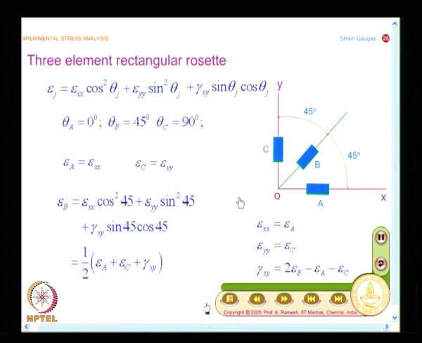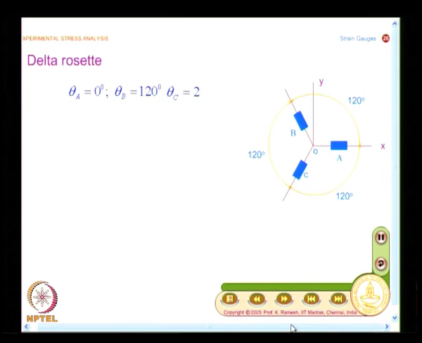Another popular rosette is a delta rosette, and in this you have strain gauges aligned at 120 degrees each, and what you have here is theta a is 0 degrees, theta b is 120 degrees, theta c is 240 degrees. I am not going to work this out. You plug in these values and find the interrelationship between epsilon a, epsilon x, epsilon y, gamma xy, write for 3 values of theta, solve them and get the expressions for epsilon x, epsilon y and gamma xy.